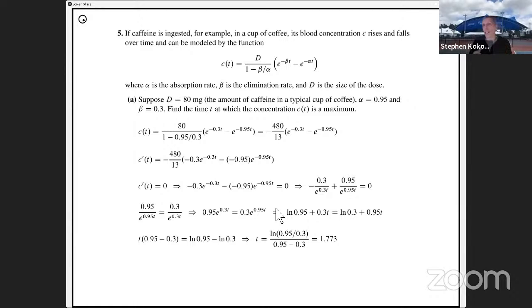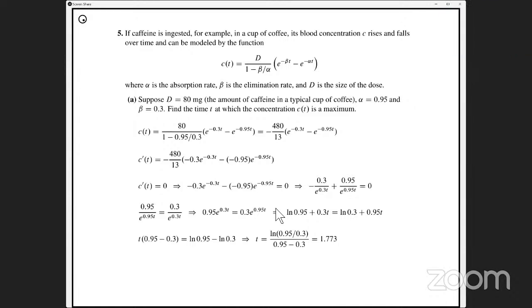So I might want to know this as I'm preparing to take an exam. I want to take my cup of coffee at just the right time, so when I get in there and start, man, my caffeine is at its highest concentration and I'm ready to go, right? So here we go.